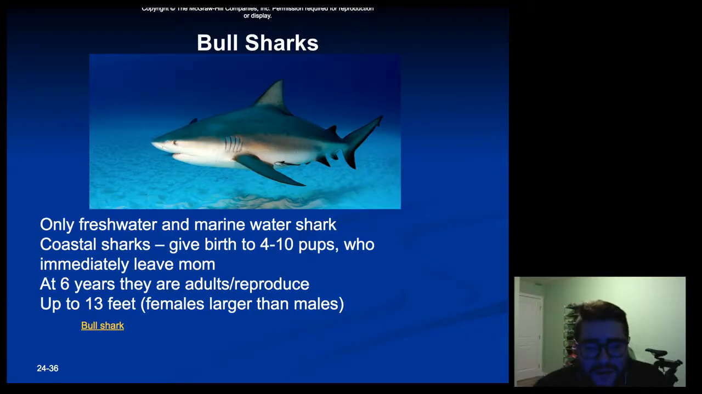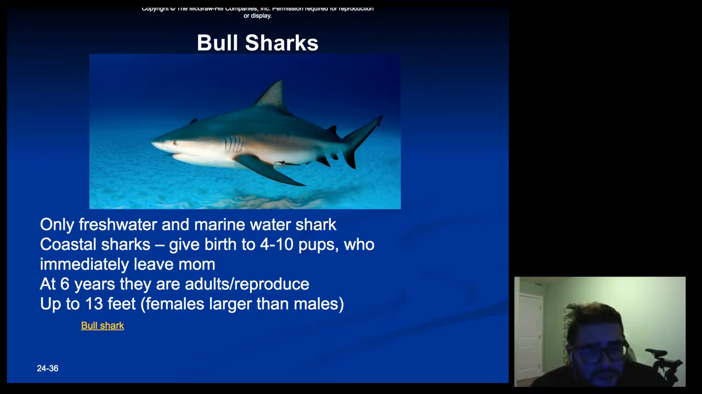This is a bull shark. It is the only shark that can be found in both salt and freshwater. They are mostly coastal. They give birth to somewhere between 4 and 10 pups who immediately leave the mom. At 6 years old, they are adults and they grow up to about 13 feet long.